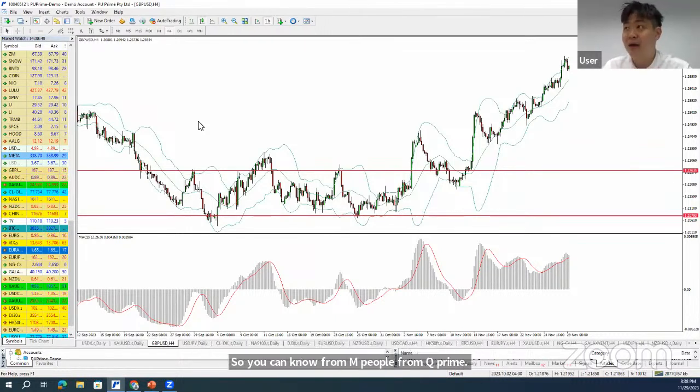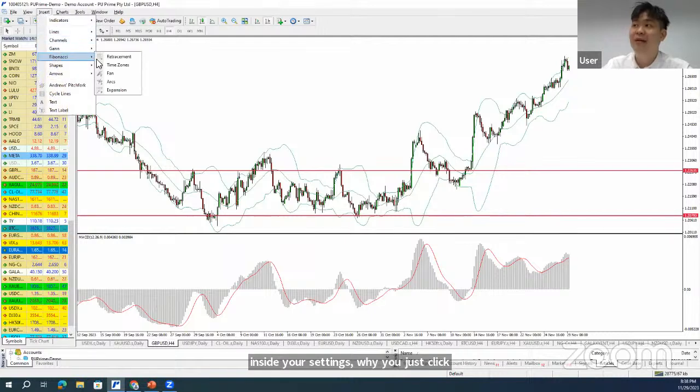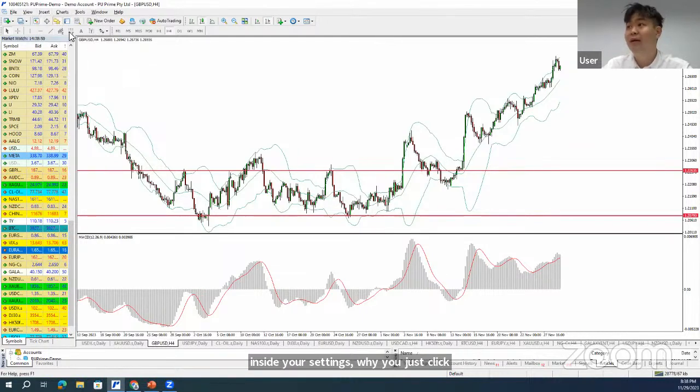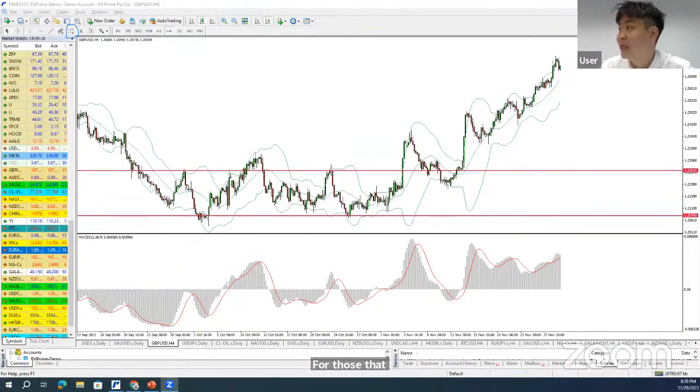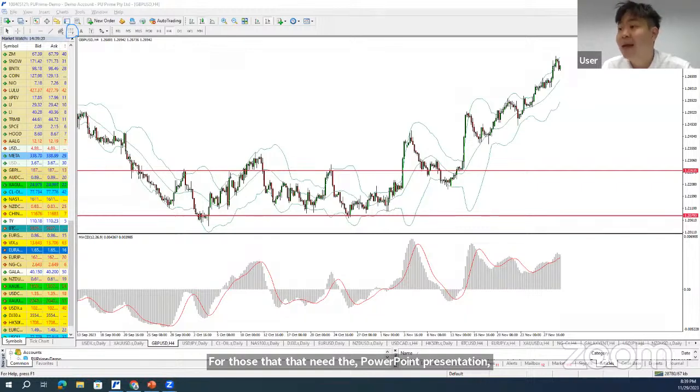Then after you install everything, it will automatically be inside your settings. You just click insert, click Fibonacci retracement, or you just click here. There is a Fibonacci icon here, then you just click it. Once you click it, you get the Fibonacci tools already. For those people that need the PowerPoint presentation, yes, I think we will send another email to share the recording with you. Same goes with the PowerPoint presentation.